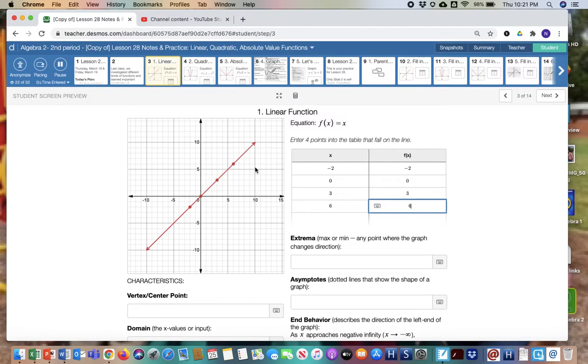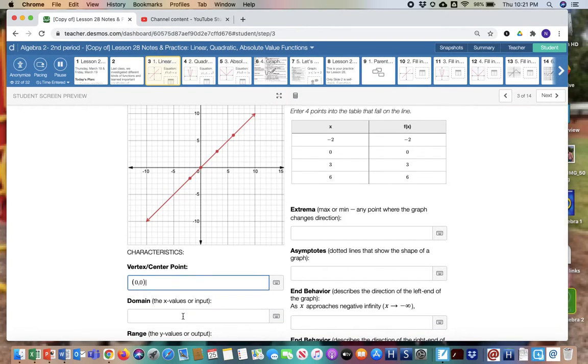Okay, so now let's fill in our characteristics. So the vertex center point, well, for all of these, it's going to be at 0, 0 because there's no transformation. So it's just at that point right there. Domain. So remember, that's the x values, okay? So our x values, the graph goes left forever, indicated by that arrow, and it goes to the right forever, indicated by that arrow. So in other words, the domain could be anything. So we're going to write all real numbers. Now that's one of the 2 options for how to write this type of answer. And in a second for the range, we'll show the other one.